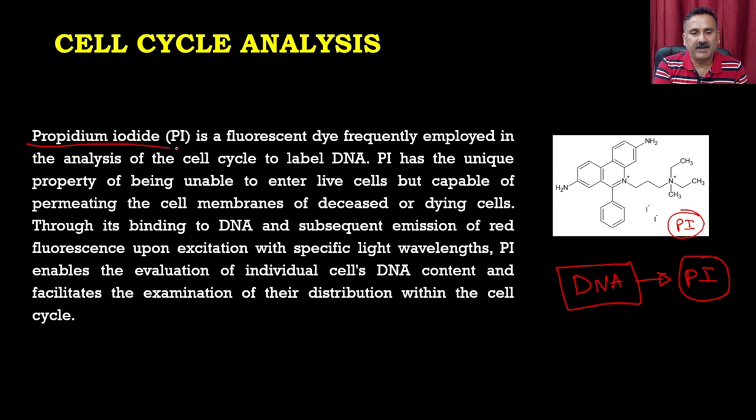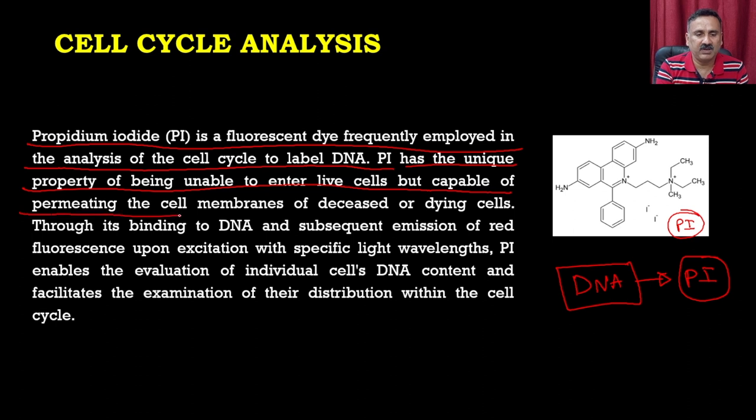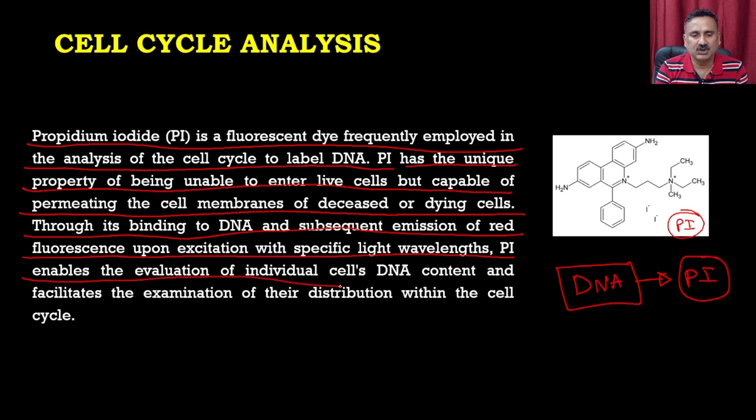Propidium iodide is a fluorescent dye frequently employed in the analysis of the cell cycle to label DNA. PI has a unique property of being unable to enter live cells but capable of permeating the cell membrane of diseased or dead cells. Through its ability to bind DNA and subsequent emission of red fluorescence upon excitation with a specific wavelength, PI enables the evaluation of individual cells' DNA content and facilitates the examination of their distribution within the cell cycle.